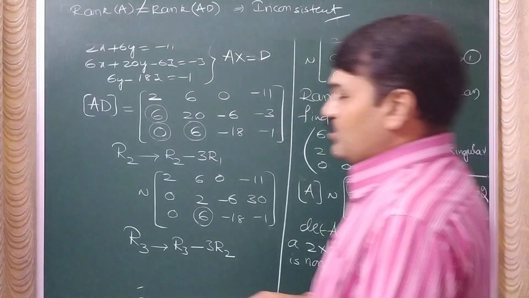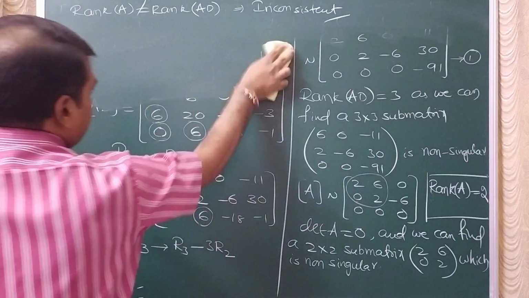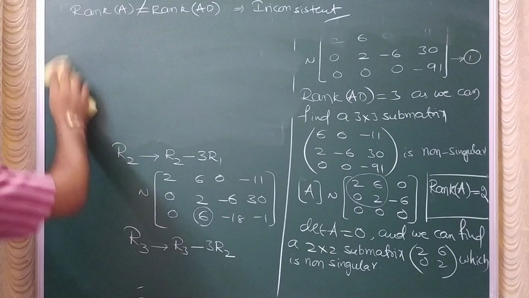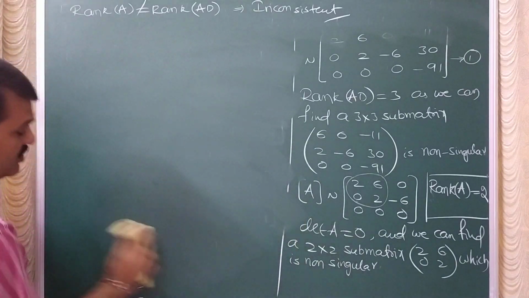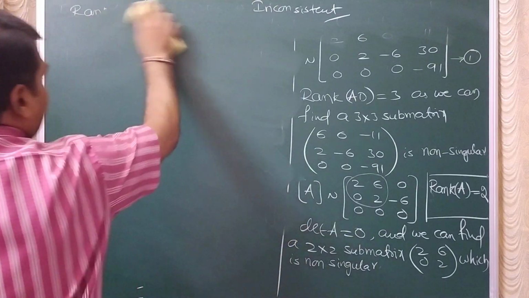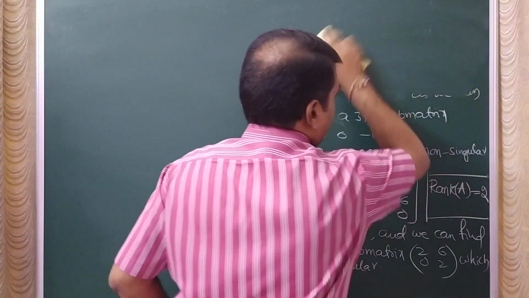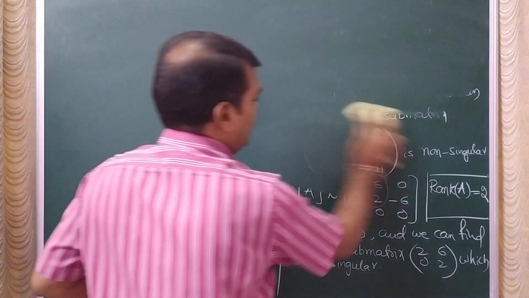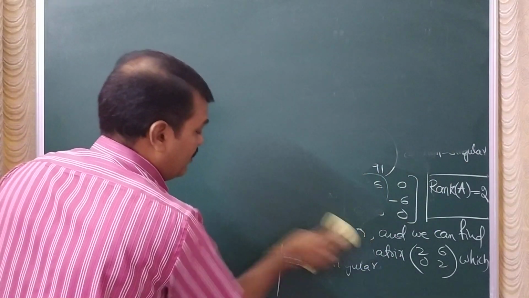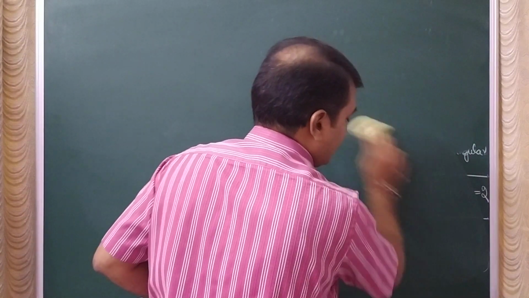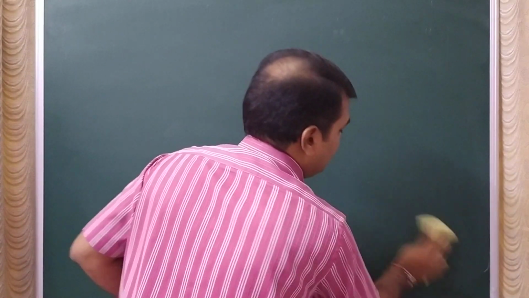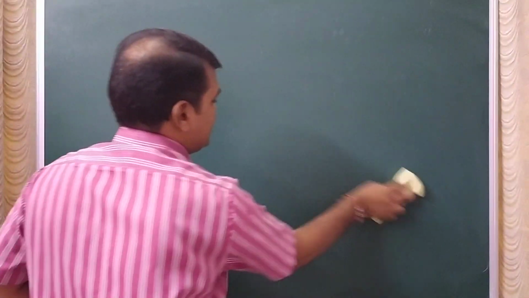Okay, so let me go to another example. Let me give you one more example by taking some other problem. In the last video, I discussed a problem in which we got a unique solution. Now I discussed a problem in which I got no solution, that means inconsistent. Now let us discuss a problem in which we get an infinite number of solutions.